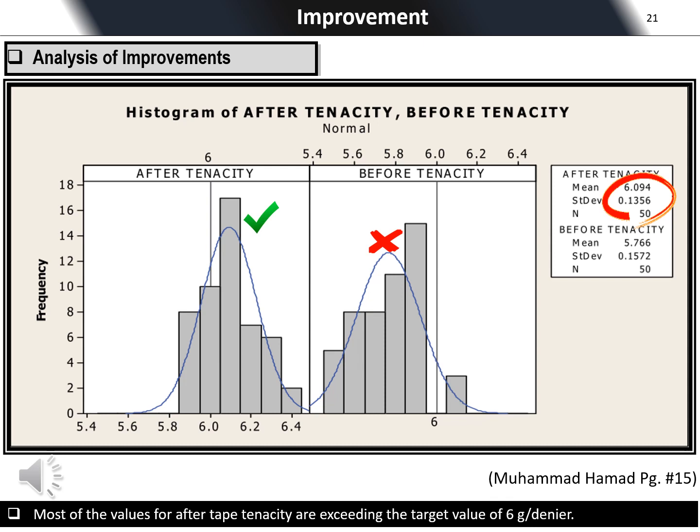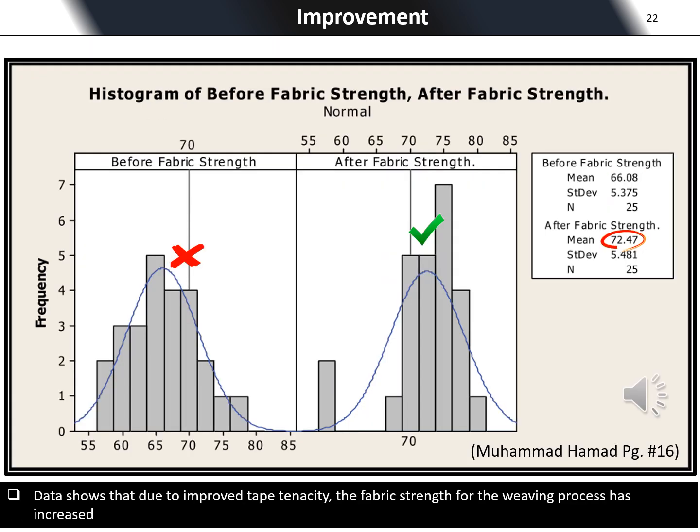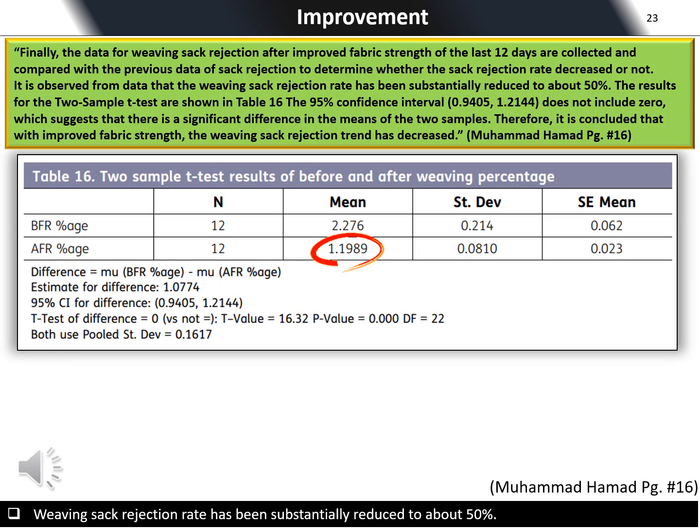Analysis of improvement. Histogram of after tenacity and before tenacity. Most of the values for after tape tenacity are exceeding the target value of 6 g/denier. Histogram of before fabric strength, after fabric strength. Data shows that due to improved tape tenacity, the fabric strength for the weaving process has increased. In conclusion, the weaving sag rejection rate has been substantially reduced by about 50%, from 2.2 to 1.1.